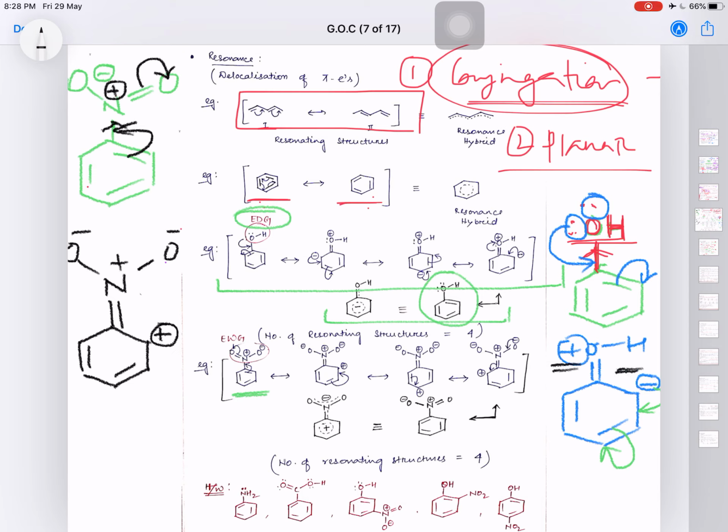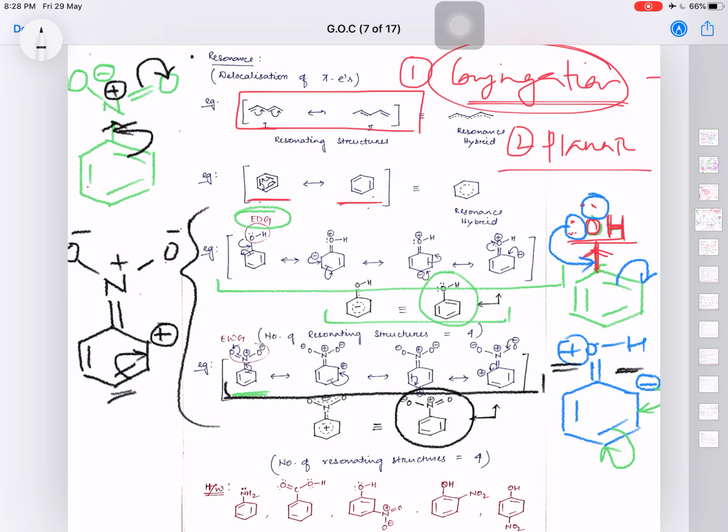So for this one, the next structure will be like this: the pi bond will open up and give electrons to this bond, and then a plus charge will come onto this carbon, okay, and this cycle will go on until you get the first structure back. So this is another type of resonance that you can draw, that is for electron withdrawing groups. For electron withdrawing groups, arrows will be going away from the ring, and for electron donating groups, arrows will be going towards the ring.